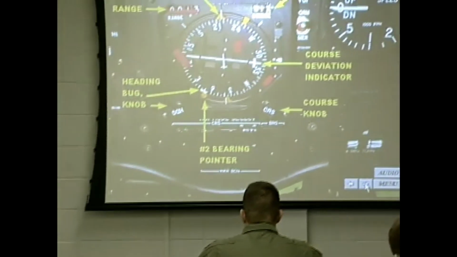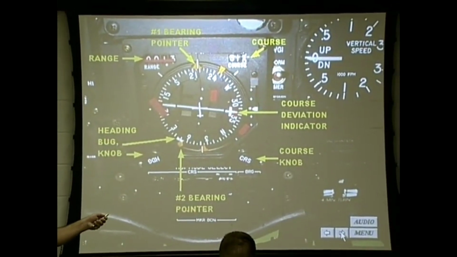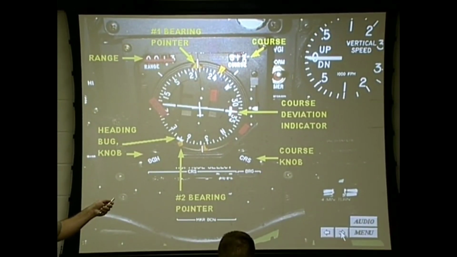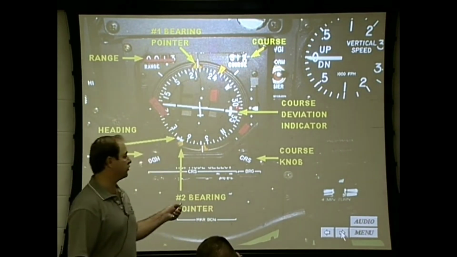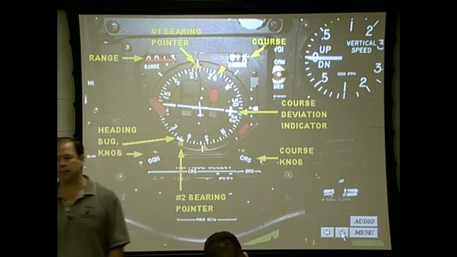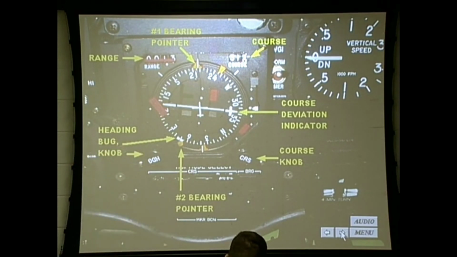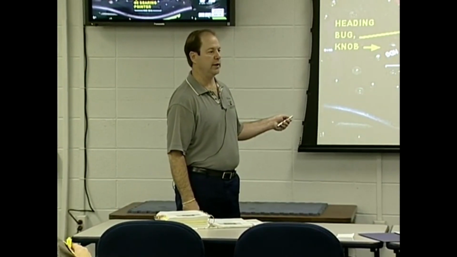Now what you have to keep in mind with the course deviation bar is it's going to work with your analog system, but it's also going to work with your digital system. So as you turn your course knob, your needle's going to be moving, and so is your digital display up in the top right-hand corner, and they will always read the same. Heading select knob. It's going to work with your heading bug right here.